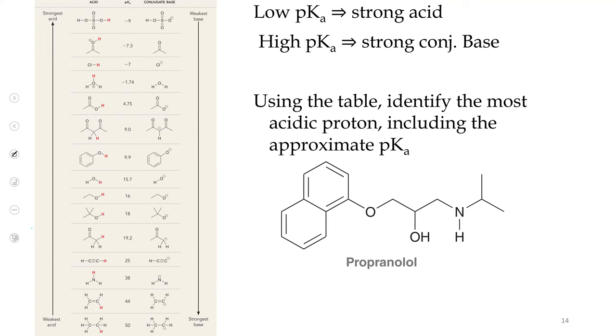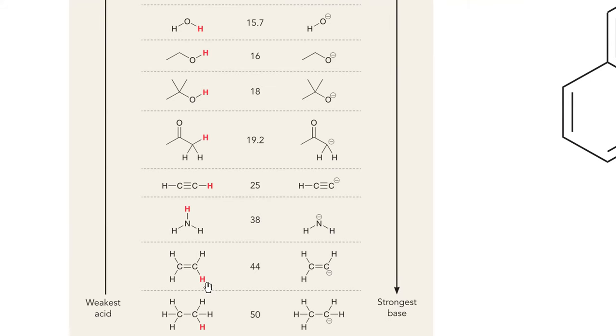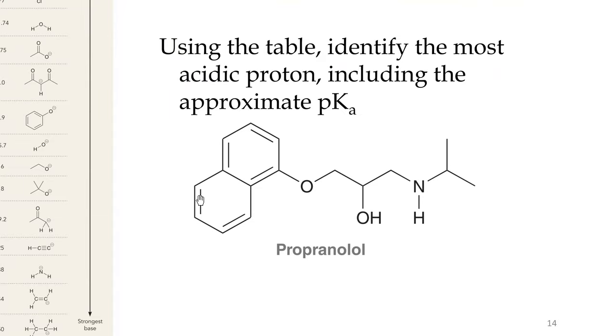or hydrogen? And again, I realize it's a little bit hard to read that table on the screen here. But just from what we just discussed, you can look down at the bottom here. I'll zoom in at the bottom here. Carbon-carbon pi bonds, so those vinylic hydrogens are really, really hard to pull off, right? Alkanes are even harder. So out of this whole molecule, we can pretty quickly say it's none of the hydrogens that are attached to a carbon.